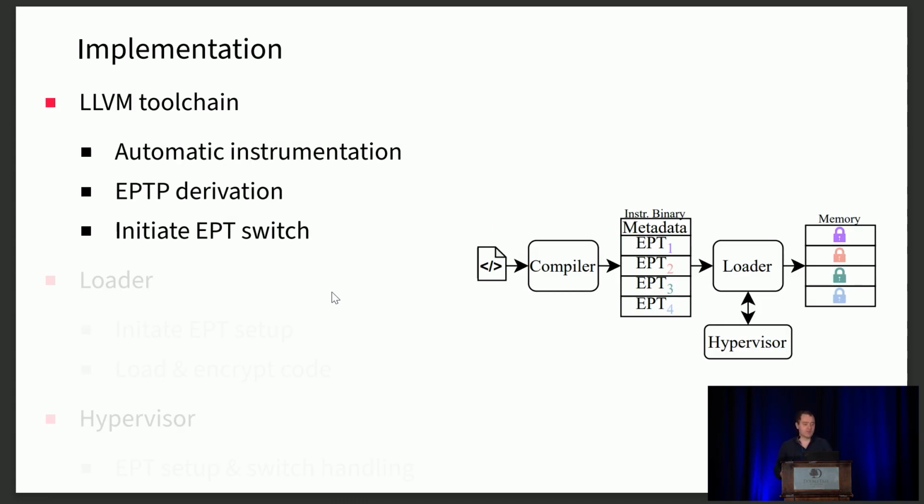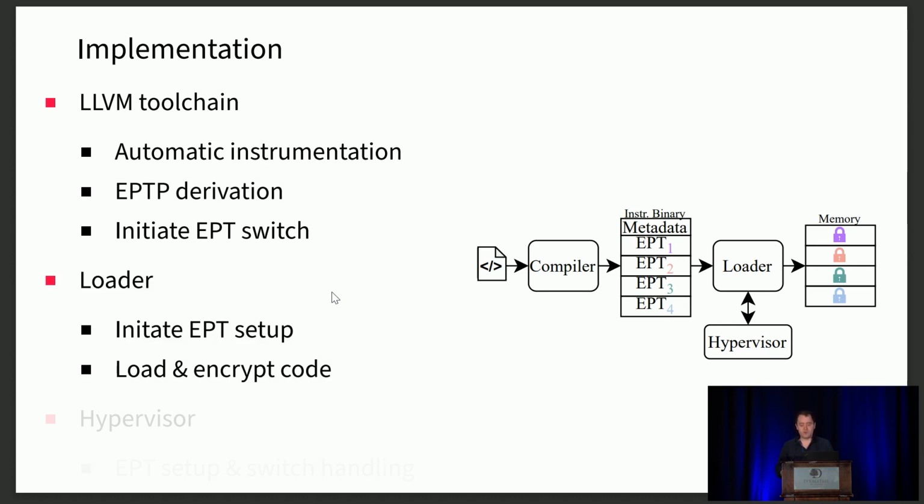For the implementation, we implemented our proof of concept using the LLVM toolchain. So we developed a modified LLVM toolchain, which does the automatic instrumentation of code. It basically automatically derives this extended page table pointer, and it also initiates the ePTP switch using the VM-func instruction. We provide a loader, which is responsible for loading code blocks into memory with the different encryption keys. It is also responsible for setting up these extended page tables we want to have.